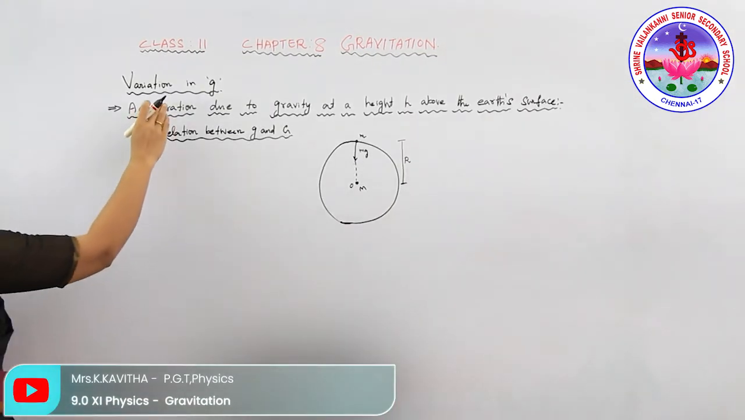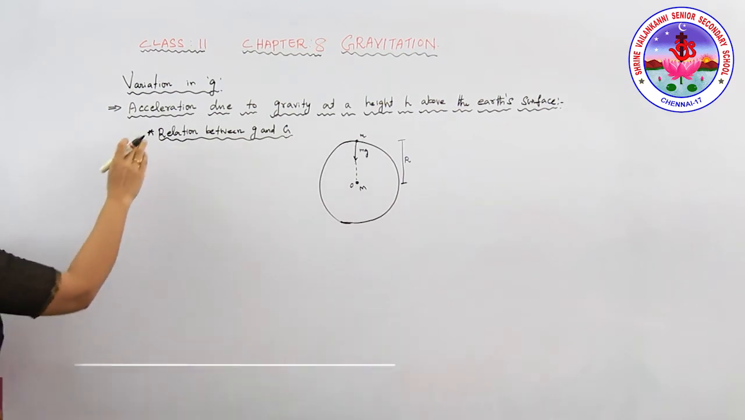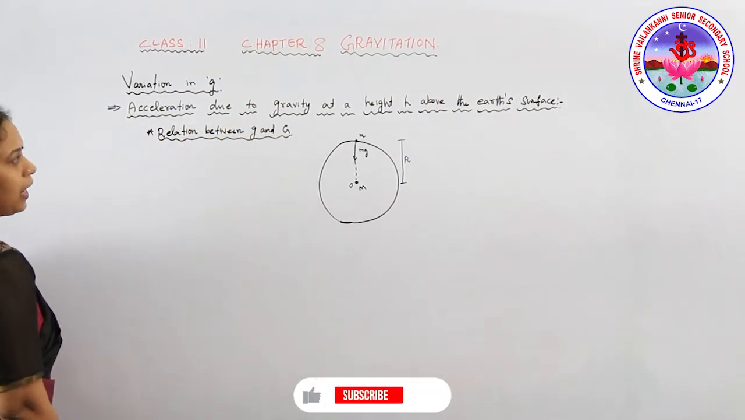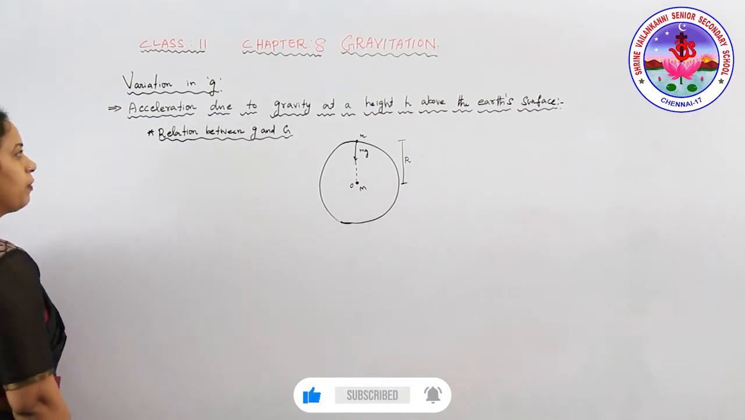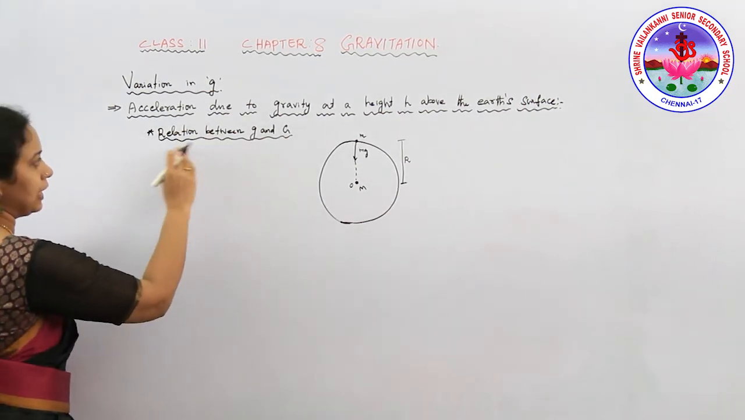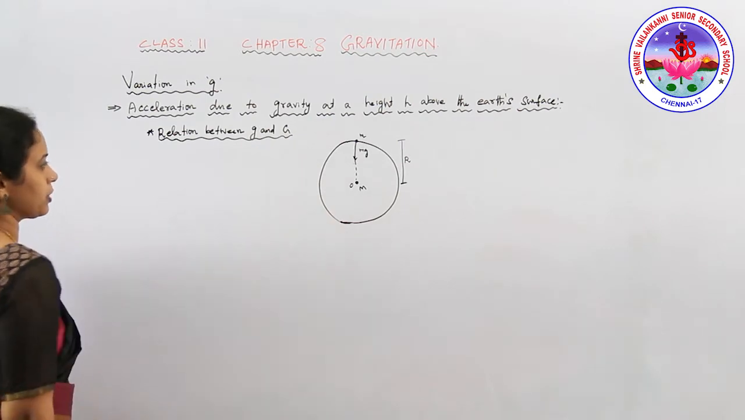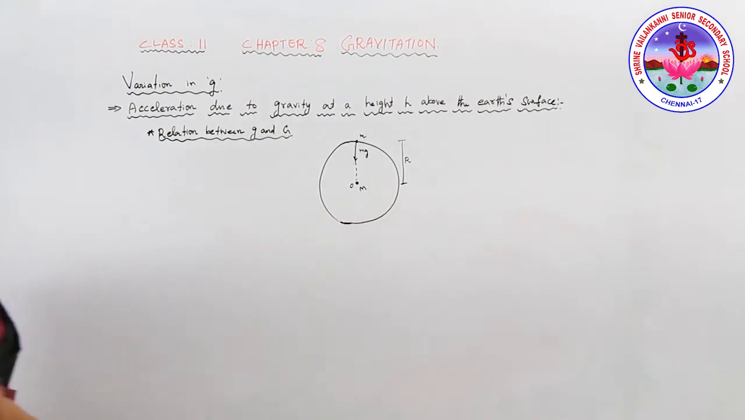Variation in g, one by one we can see, starting with acceleration due to gravity at a height h above the Earth's surface. Before we see this, we must know the relation between g and G. See the diagram, children. You can consider the Earth to be a sphere of mass capital M and radius r. Suppose a body of mass m is lying on its surface.